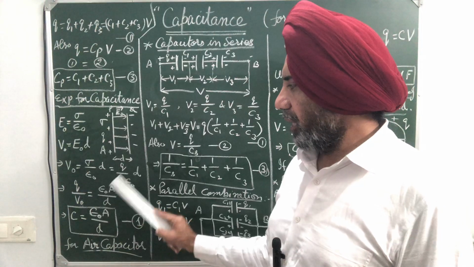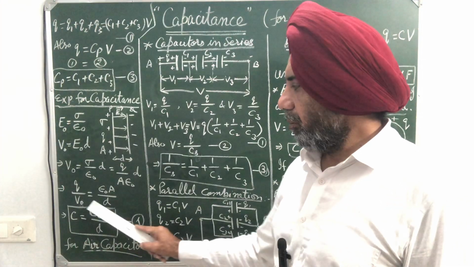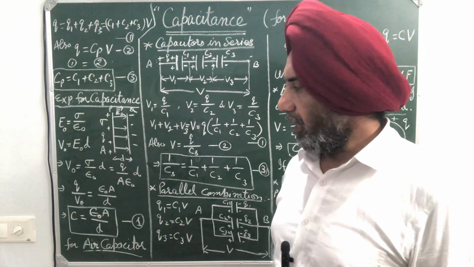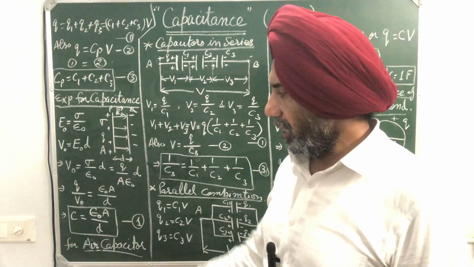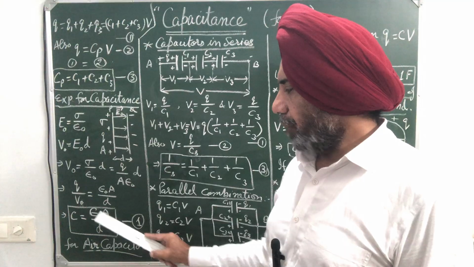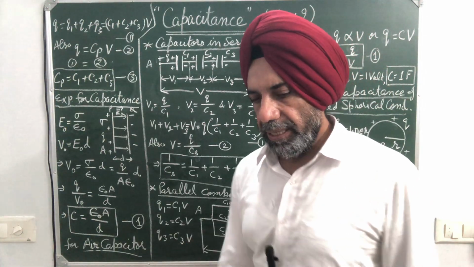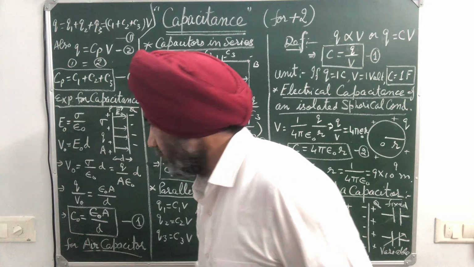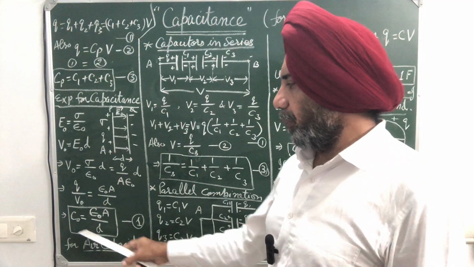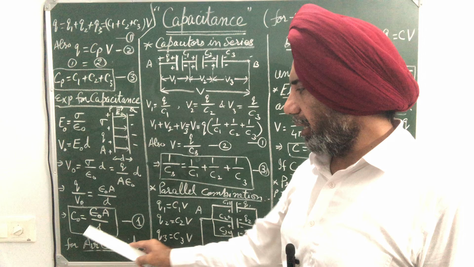From this equation we can find Q upon V naught. It will be epsilon naught A by d. And Q upon V naught is nothing but C, or C naught for an air capacitor. So C naught will be epsilon naught A by d. That is the capacitance of an air capacitor, epsilon naught A by d.